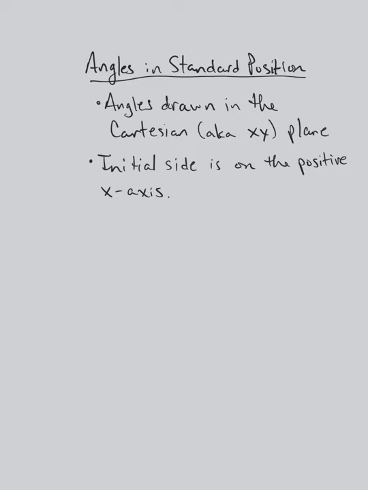Okay, a vocabulary term that we'll use quite often in here is what's called angles in standard position. These are angles that are drawn in the Cartesian plane. If you've never heard that term before, it's just the XY plane. Whenever an angle is drawn in standard position, the initial side is always on the positive x-axis, not just the x-axis, but the positive x-axis.